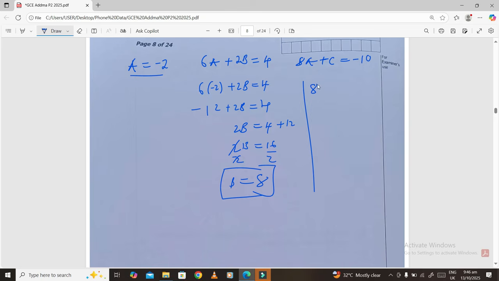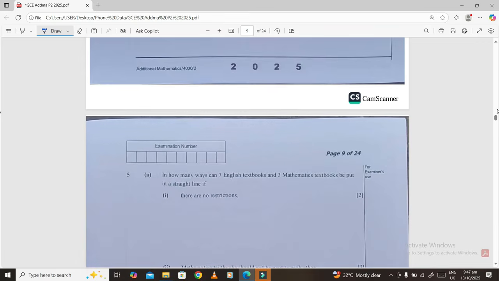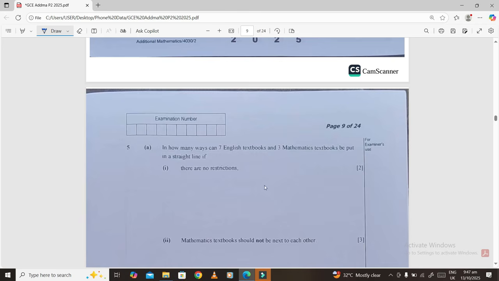We've got 8a, a is -2, plus c. We're solving for c. Okay, this is -10. So -16 plus c is equal to -10. And then we group the like terms. c is equal to -10 plus 16. c is equal to 6. So the value of c is equal to 6. We've gotten that. We come to this one.